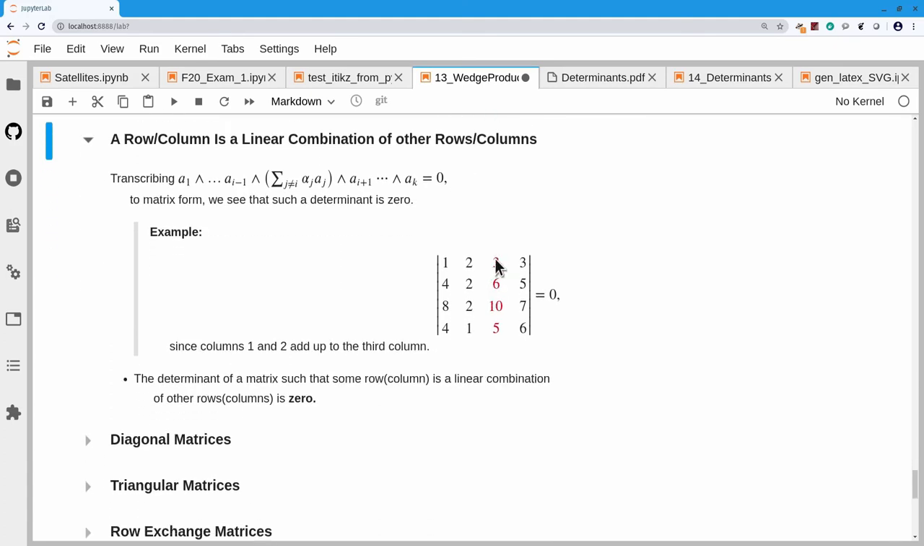Now, the next example is here. Look at that third column. If you compare it to the first and second columns, you might notice that it's just the sum of the first column and the second column. 1 plus 2 is 3, 4 plus 2 is 6, 8 plus 2 is 10, 4 plus 1 is 5. If I transcribe that into matrix form, this time from the transpose, I'll simply use 1, 4, 8, 4 as the first vector, 2, 2, 2, 1 as the second vector. The third vector is the sum of the first and the second vector. But we know from that filter property that those contributions will get filtered out. The determinant of a matrix where a linear combination of, say, two columns gives me another column has to add up to zero. So again, if I notice that, I have no computation to do, that determinant will be zero.